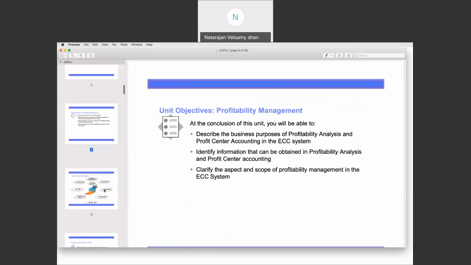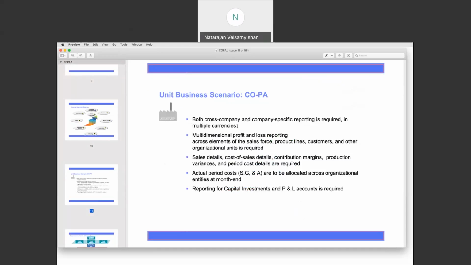Both cross-company and company-specific reporting is required in multiple currencies. Multi-dimensional profit and loss reporting across elements of sales force, product lines, customers, and other organization units is required. Sales details, cost of sales details, contribution margin, production variances, and period cost details are required. Actual period cost, SG&A, selling general administration, are to be allocated across organization entities at month end. Reporting for capital investment and P&L account is required.